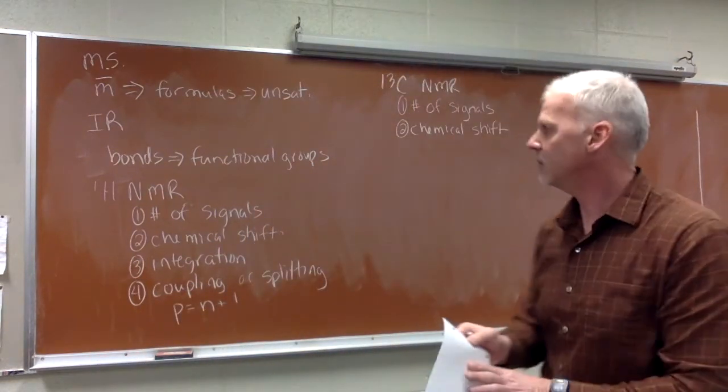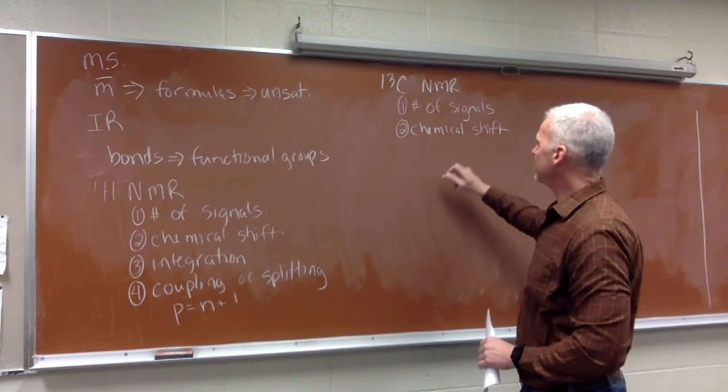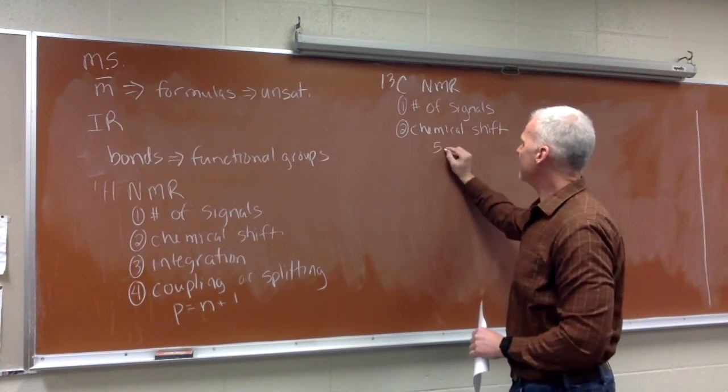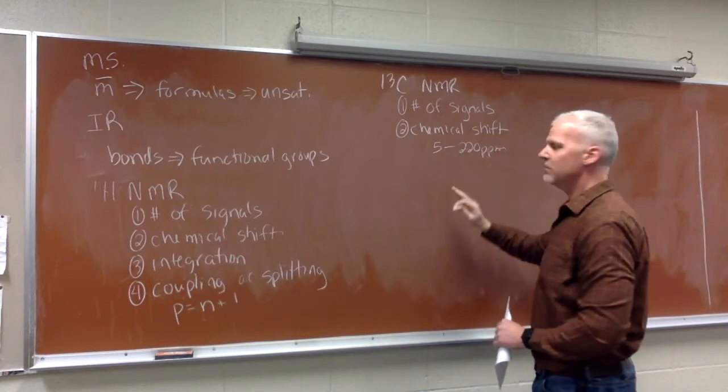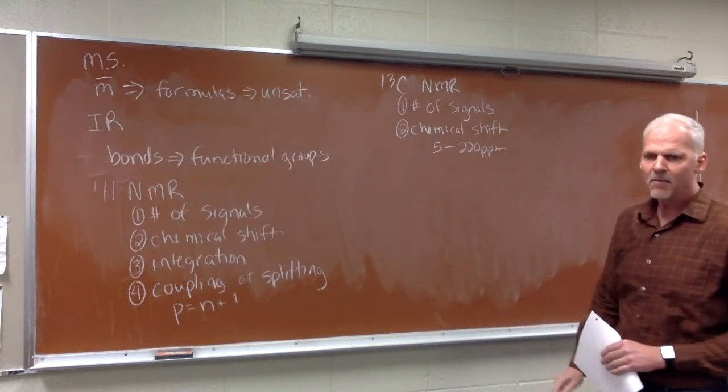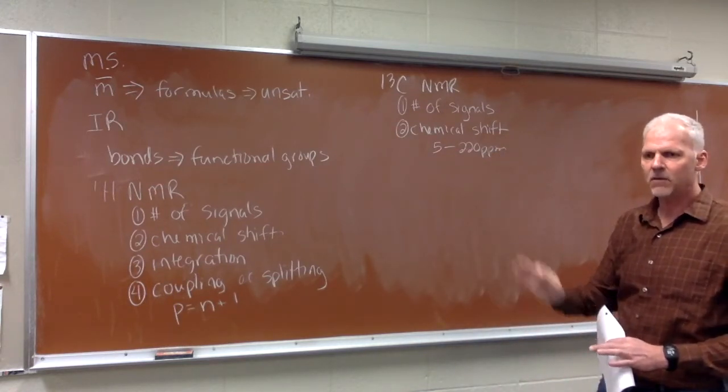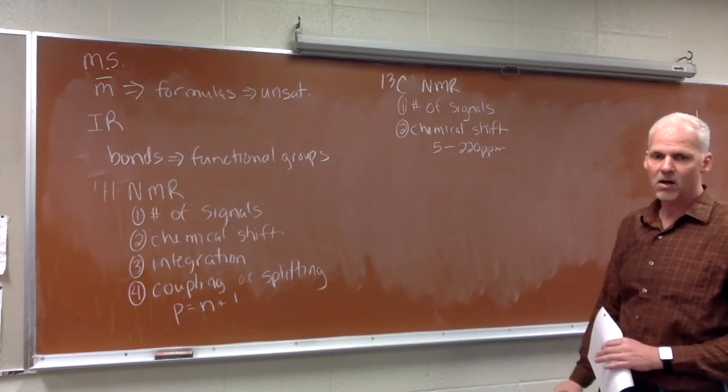Now, one difference here is the range for carbon-13 NMR goes from about 5 ppm out to about 220 ppm. So it's a much broader range than the proton NMR, but similar in makeup where different types of carbons are going to occur in different ranges along that spectrum.